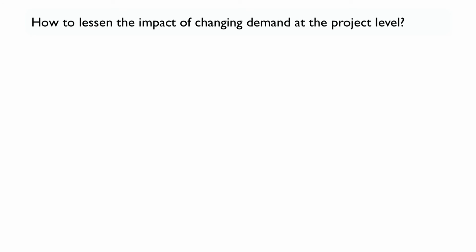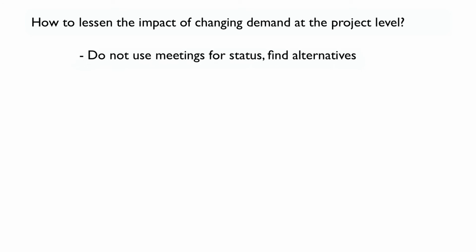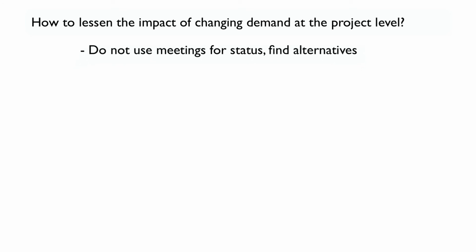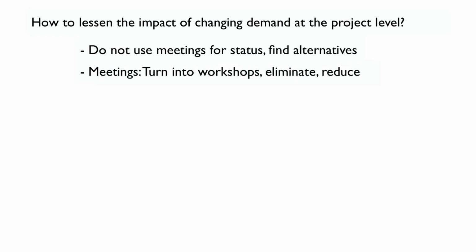So the first thing is, don't use meetings for status. You can find alternative ways. You can send out emails, or have a newsletter that's a common area that people go find on their own. And really, if you're going to have a meeting, change it to be a workshop, so you actually accomplish something. These workshops are great for design reviews and document sign-offs, things like that you need everybody involved with.